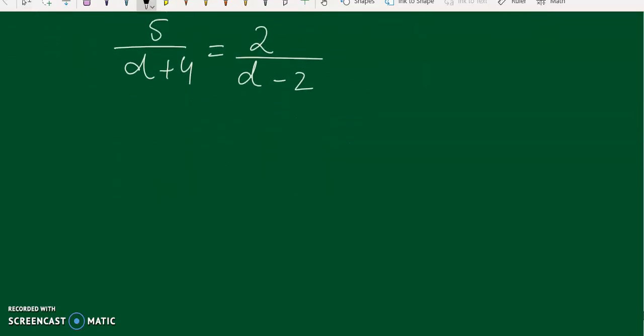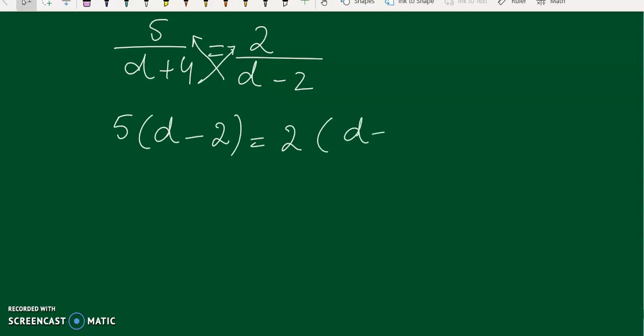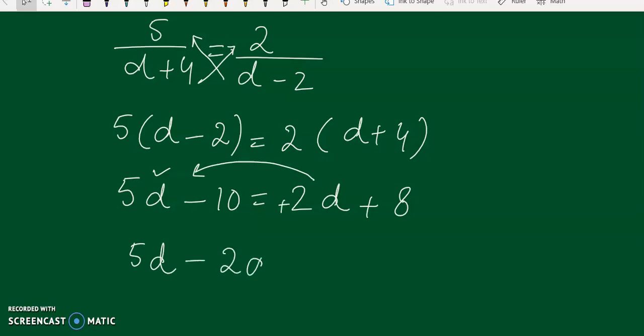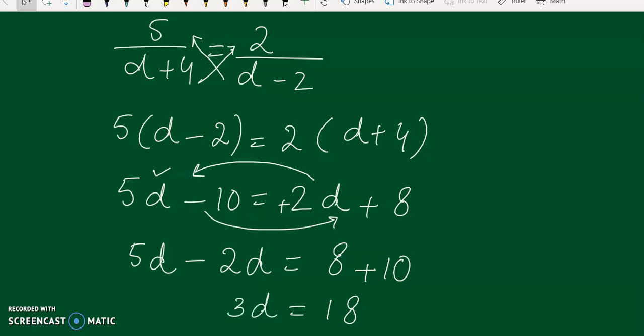Okay, now again we cross multiply over here. 5 will be multiplied with d minus 2 and 2 will be multiplied with d plus 4. Now we open up the brackets and we get 5d minus 10 and here we get 2d plus 8. Now 5d हमारे पास bigger है तो हम 2d को 5d के पास लेकर आते हैं. 2d is added over here so it will be subtracted on the other side. Now 8 is left here. Now 10 will go to this side and will be added. वहां पर वो subtraction में था, यहाँ पर आकर plus हो गया. So we get 18 and here we get 3d.